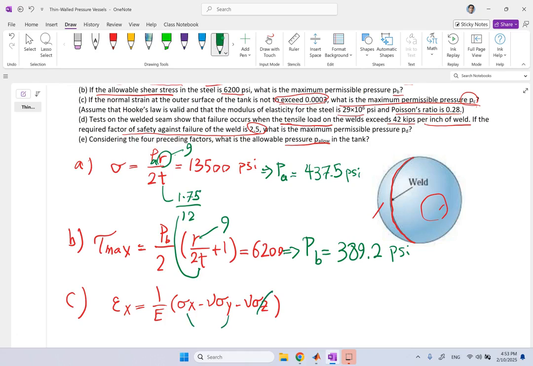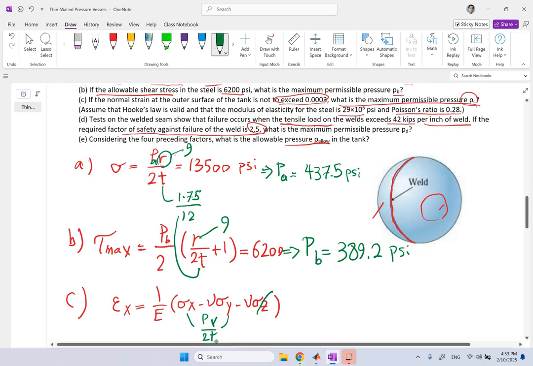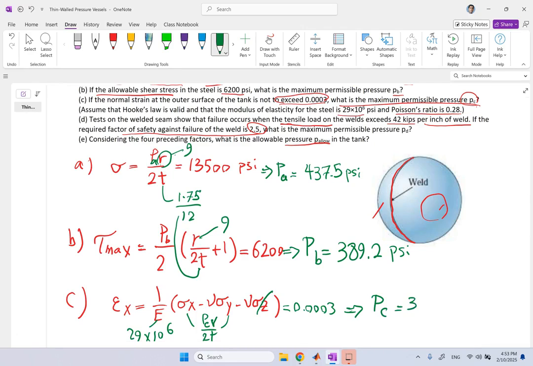Sigma x and sigma y are both equal to PR over 2t. And E is also given to us. This is 29 times 10 to the 6. And this should be at most equal to 3 over 10,000. And again, R and T are given. So if I call this basically P sub C, everything is known except for P sub C. If I solve for P sub C, your number is going to be 391.6 psi, very close to the previous one.